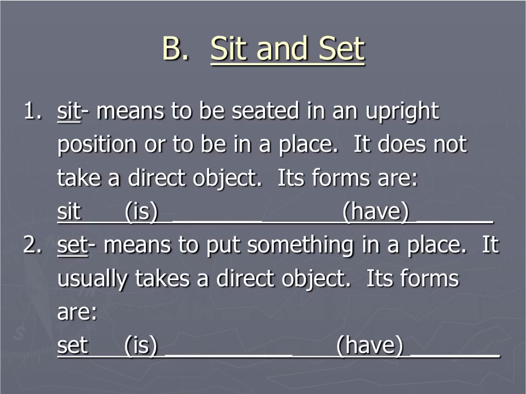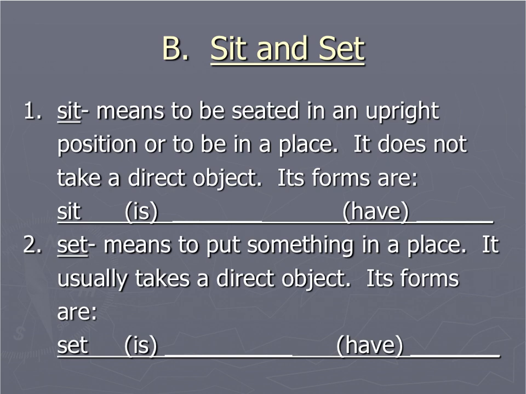So today what we're going to work on are different troublesome verbs. Last week we looked at lie and lay. Today we're going to look at sit and set. So for sit, what does it mean? It means to be seated in an upright position or to be in a place, and it does not take a direct object. The key thing to note about these verbs is whether it takes a DO or it doesn't take a DO. Now, the forms of sit are pretty straightforward.